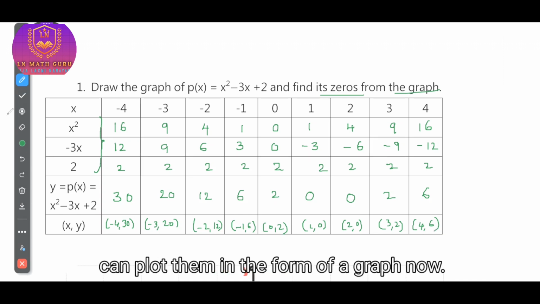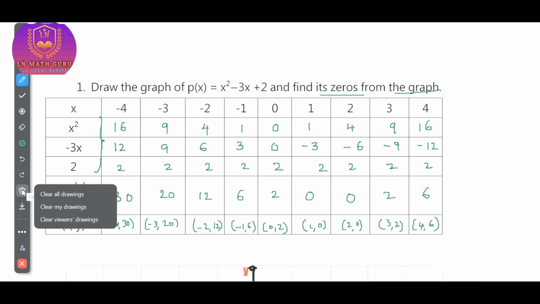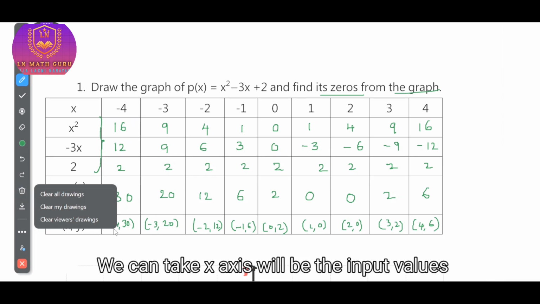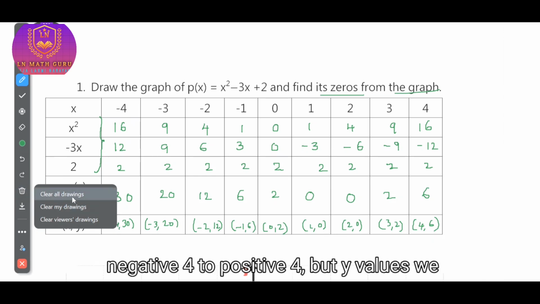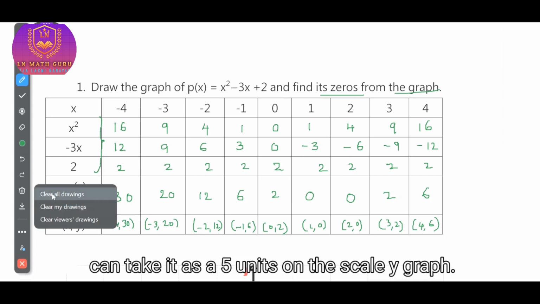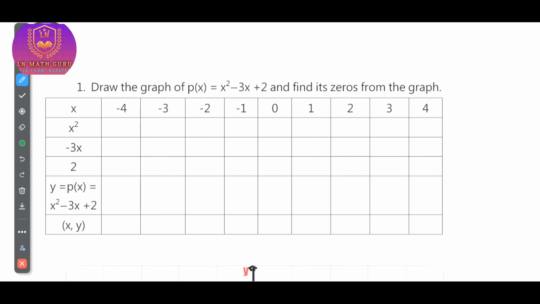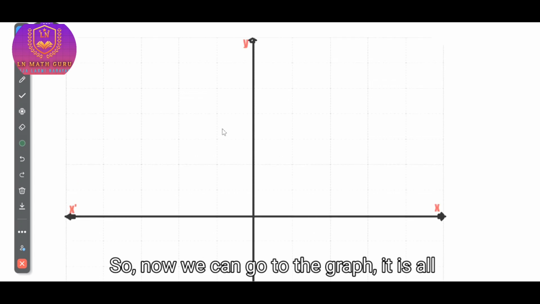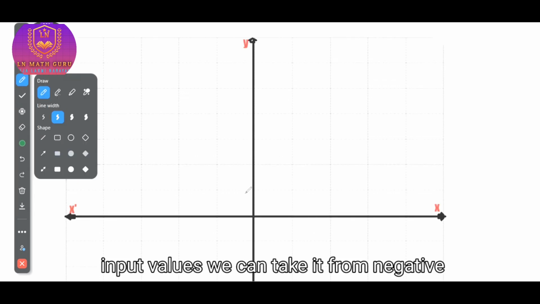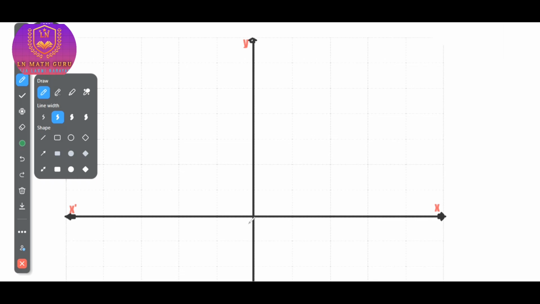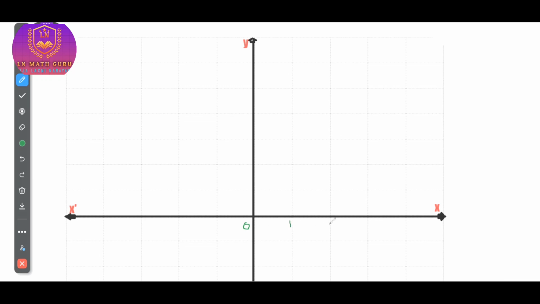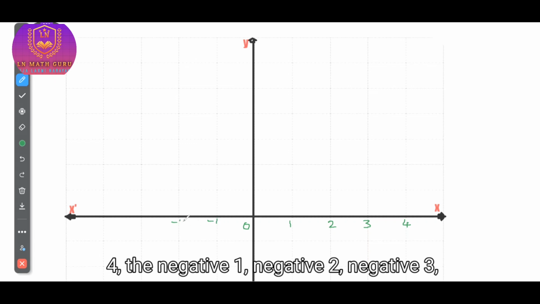We can plot them in the form of a graph now. We take the x-axis as the input values -4 to +4, and for the y values we can take 5 units on the scale. So now we can go to the graph. All input values you can take from -4 to +4. That will be 0, 1, 2, 3, 4, and -1, -2, -3, -4.